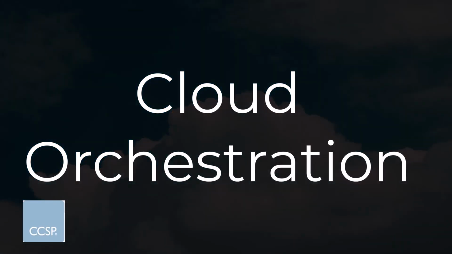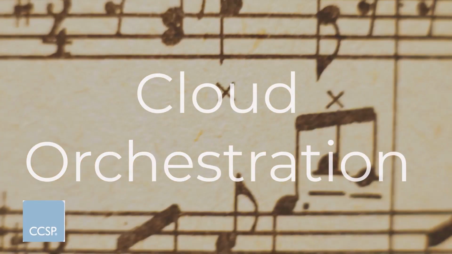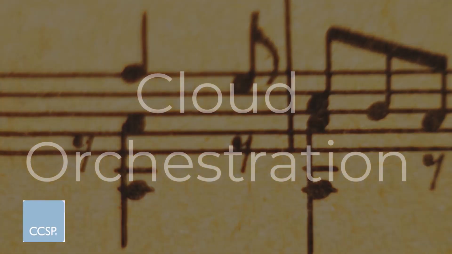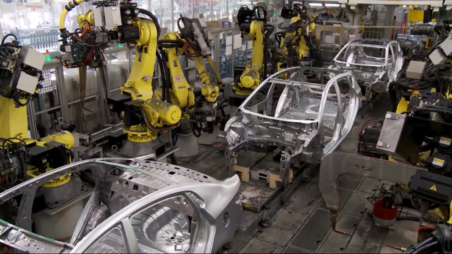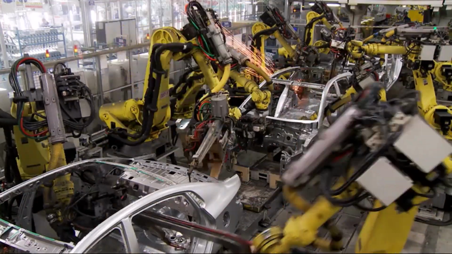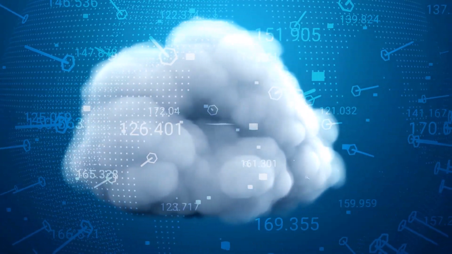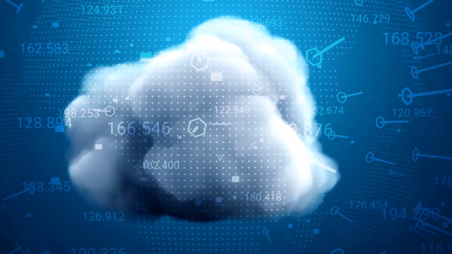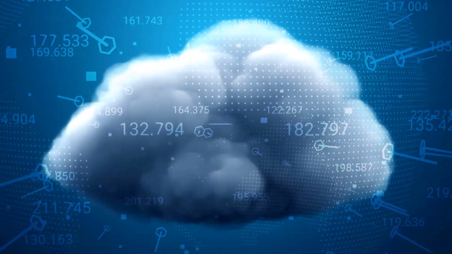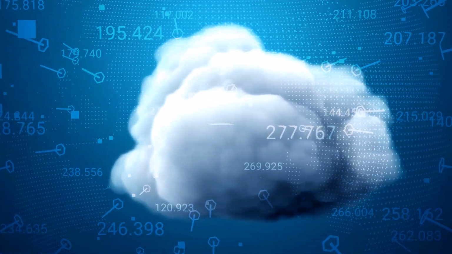So what is cloud orchestration? What is it? Why would you want to use it? And where can you get it from? So simply put, cloud orchestration is the process of automating and coordinating complex cloud infrastructure, automating these services and resources for the main reason of optimizing resource utilization, reducing costs, and improving efficiency.